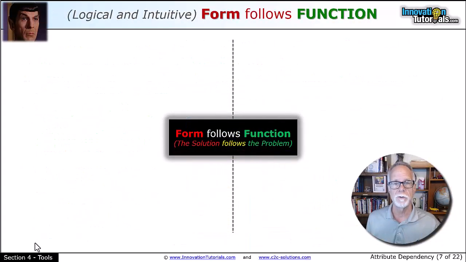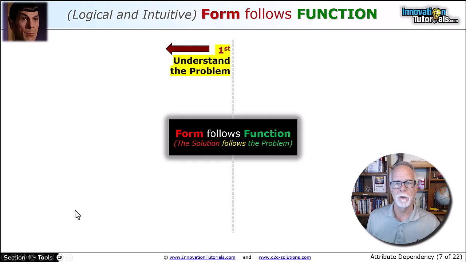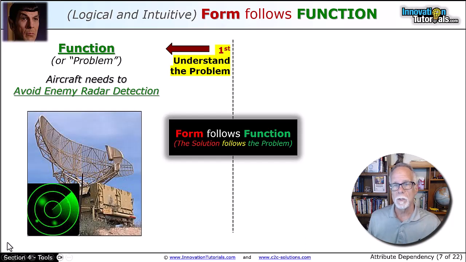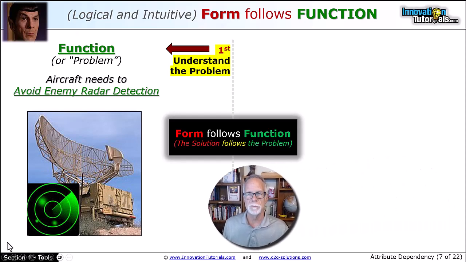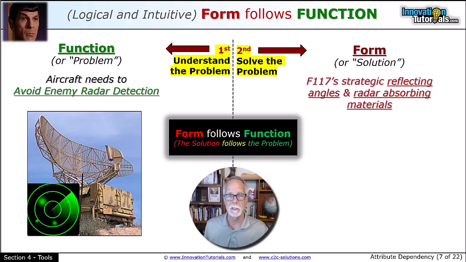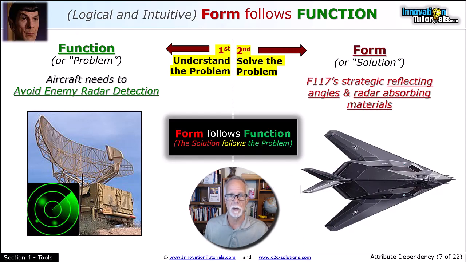So let me show you how the first 3 steps in the attribute dependency algorithm are different than the conventional approach. In the logical form follows function or problem to the solution mindset, we first identify and understand the problem. So our problem here, let's say we're designing a new jet and we want to avoid enemy radar detection. Once we clearly understand the problem, the next thing to do is figure out how to solve it. I'm sure you remember the F-117 and its strategic reflecting angles and radar absorbing materials. This is the problem, then the solution process, and it's very logical.